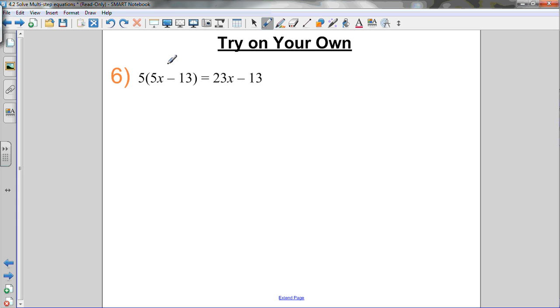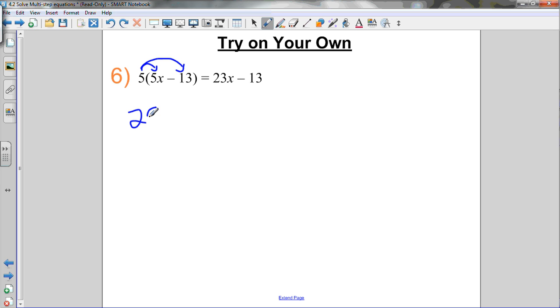Whenever you have brackets, okay, so whenever we have a monomial multiplied by a polynomial here that we can expand out and simplify it, we do that first. So let's use our distributive property and get rid of the brackets. Always get rid of the brackets first if you can. So distribute the 5 to the 5x and to the negative 13. Remember to multiply a monomial by a polynomial, every term in the polynomial must be multiplied by the term in front of the brackets.